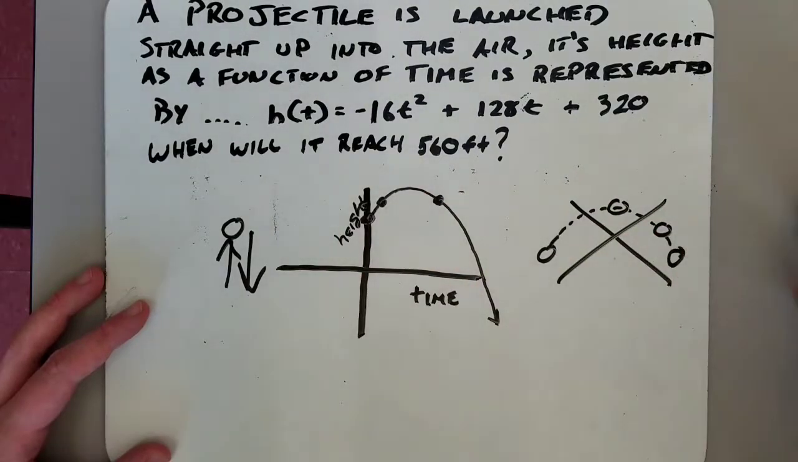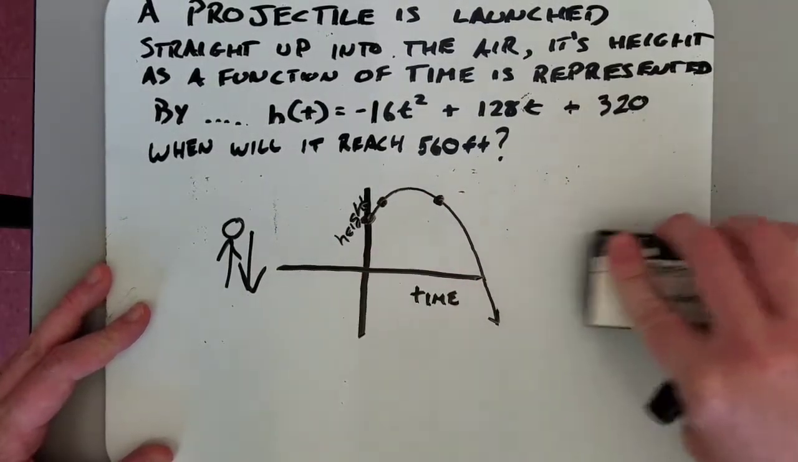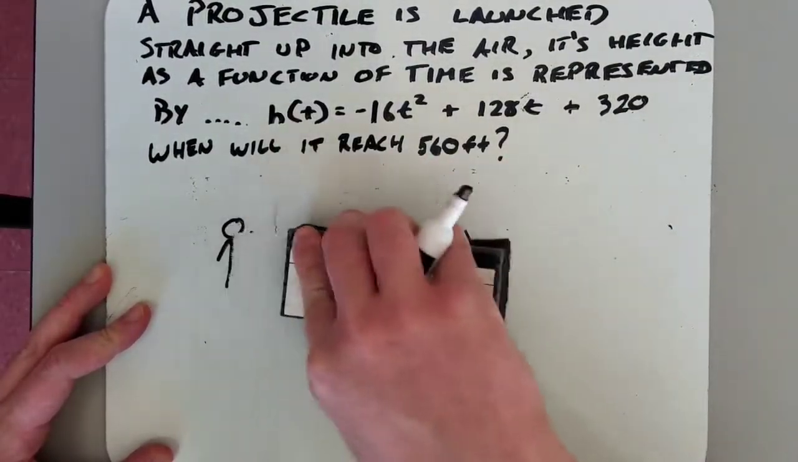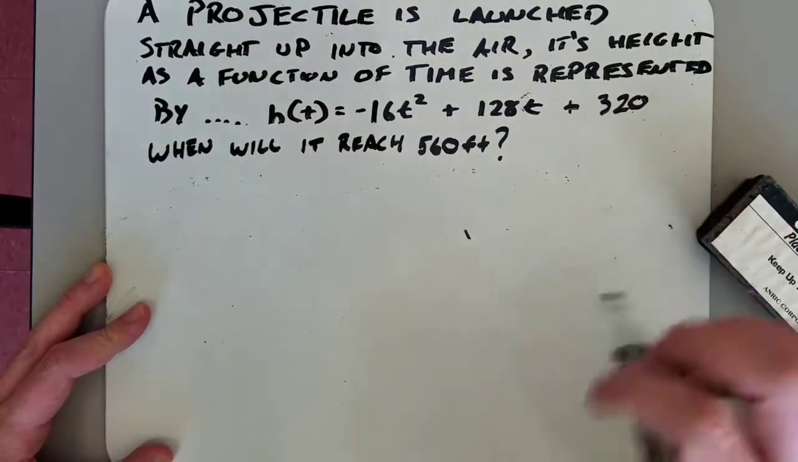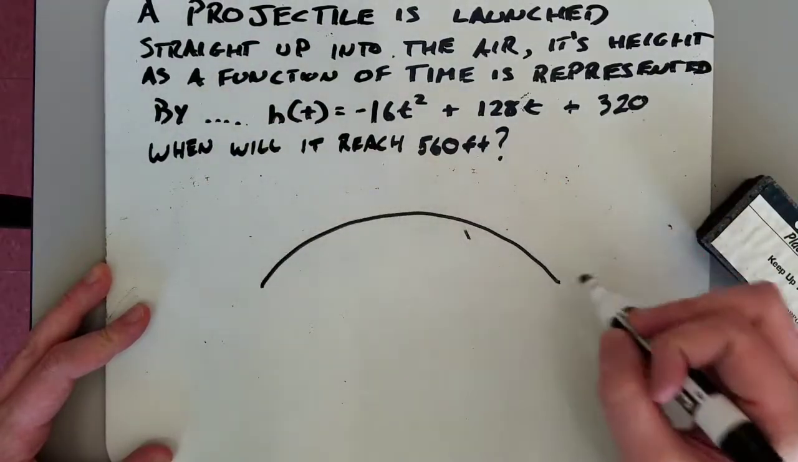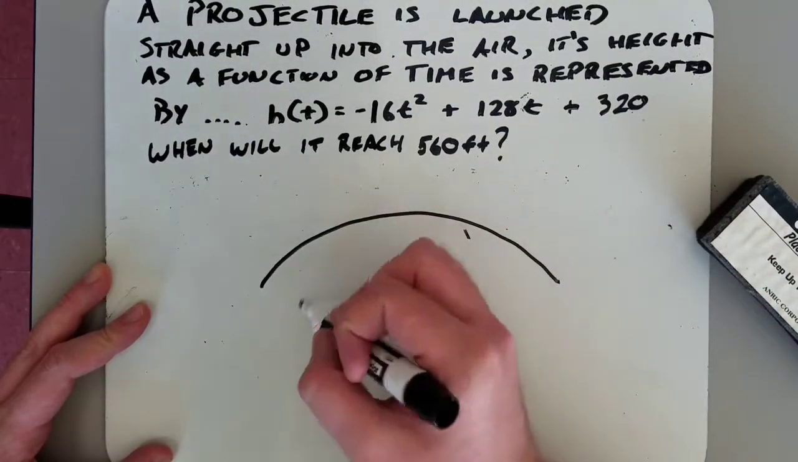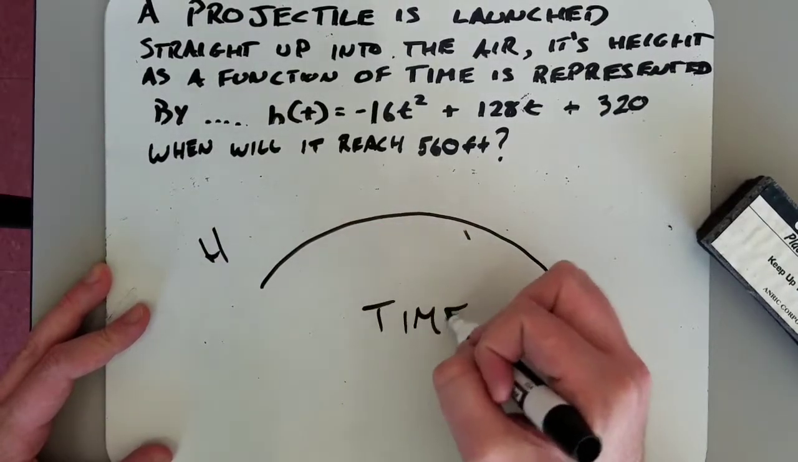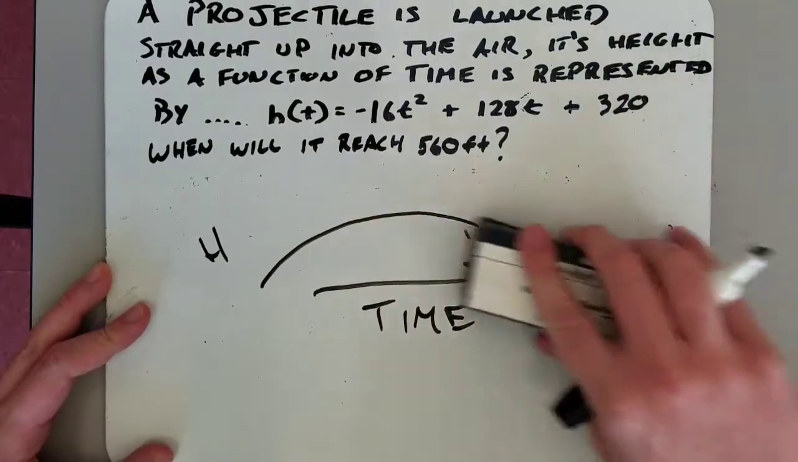So this object is being launched straight up. People think that when an object is launched, it goes up and it goes down, and it seems like it's moving as a parabola, but that's not what this is measuring. This is measuring height as a function of time. Good? All right, so let's get on with it, okay?